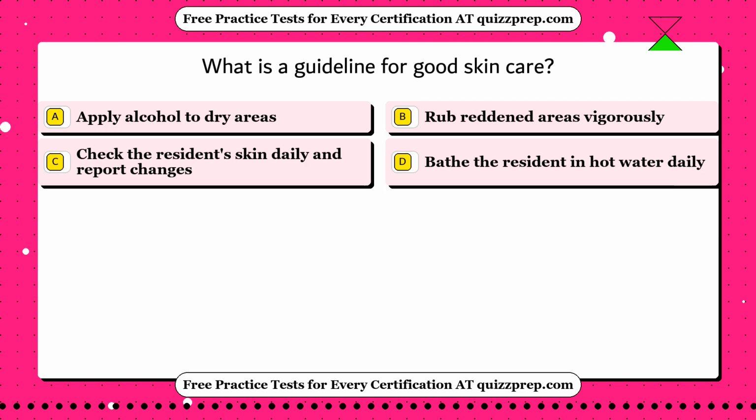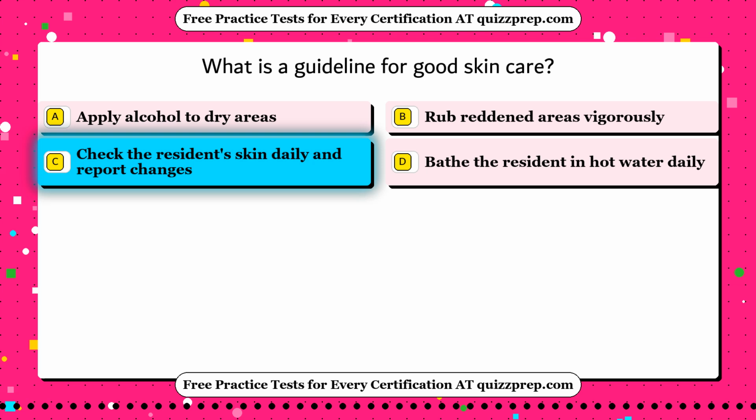Question 33. What is a guideline for good skin care? Option A. Apply alcohol to dry areas. Option B. Rub reddened areas vigorously. Option C. Check the resident's skin daily and report changes. Option D. Bathe the resident in hot water daily.